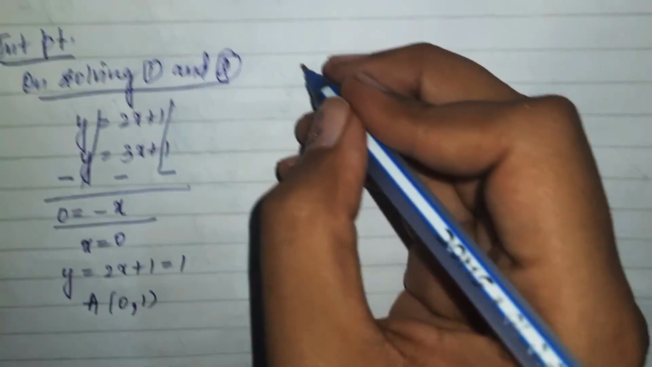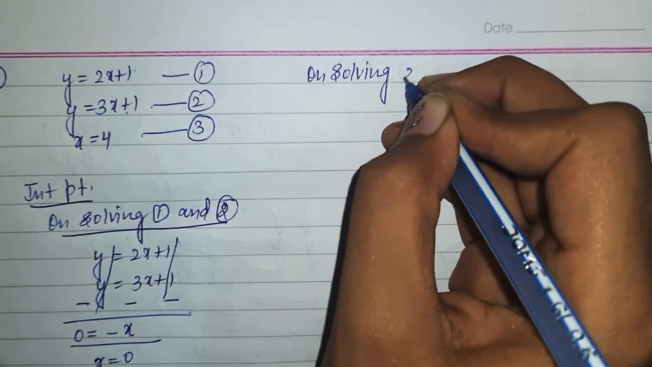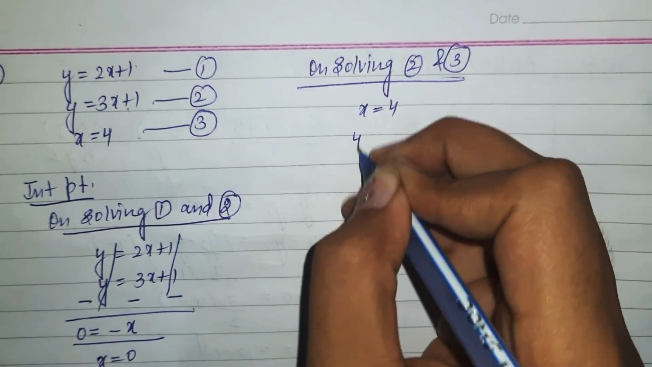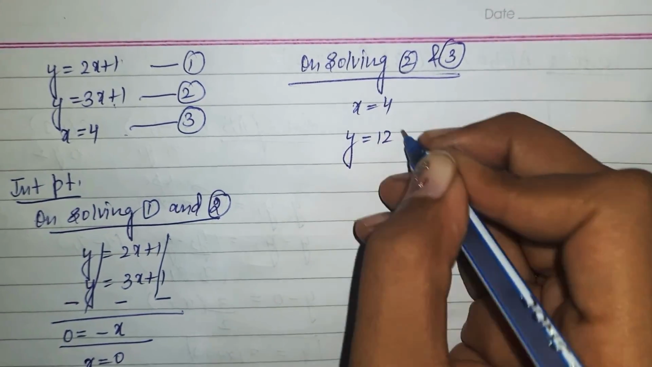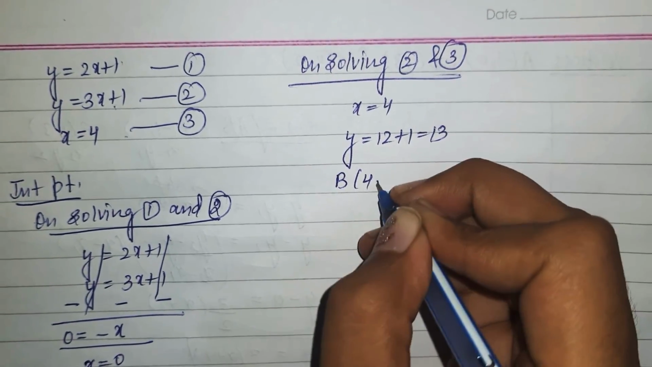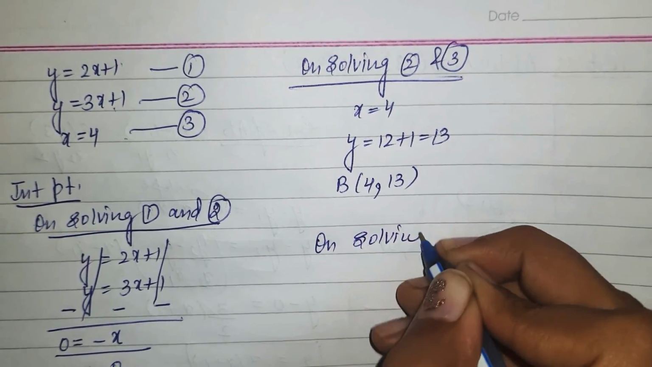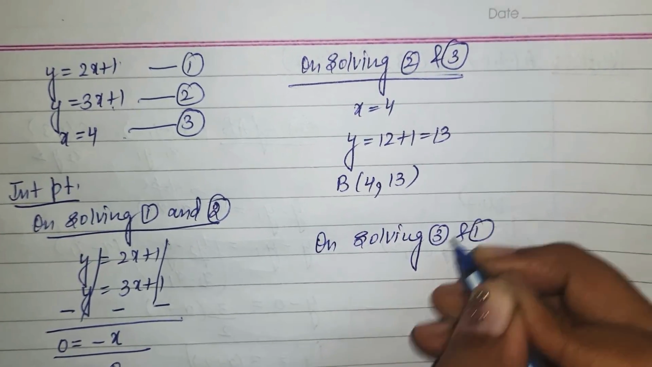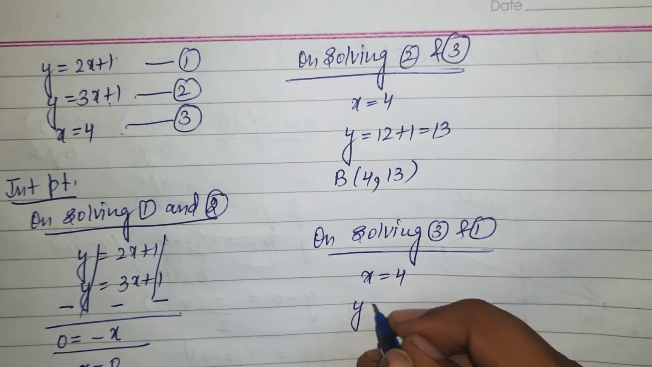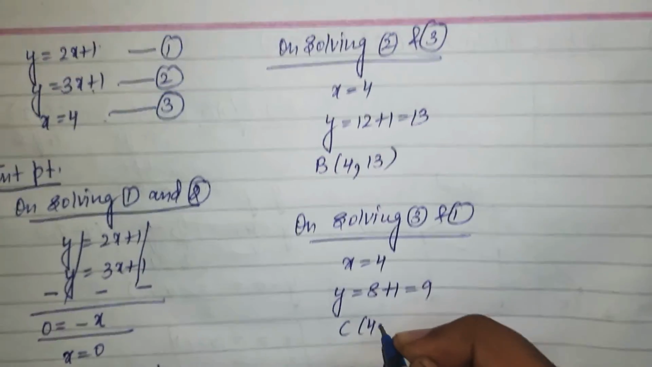Now on solving 2 and 3, x is already given 4. So y is 3 into 4, 12, 12 plus 1, 13. So B point is 4 comma 13. On solving 3 and 1, x is 4, y is 2x plus 1, 8 plus 1, that means 9. So C point is 4 comma 9.